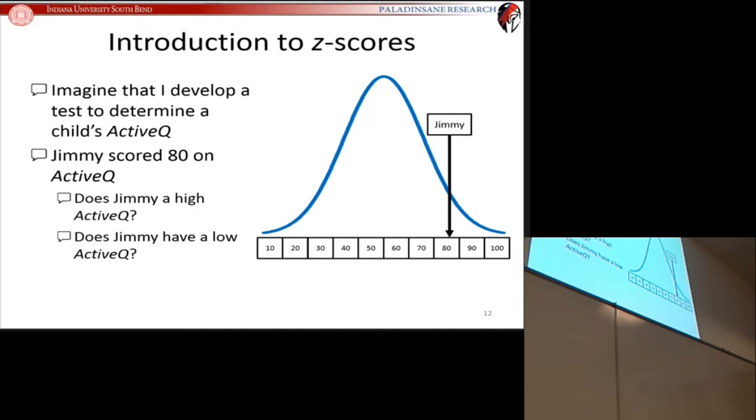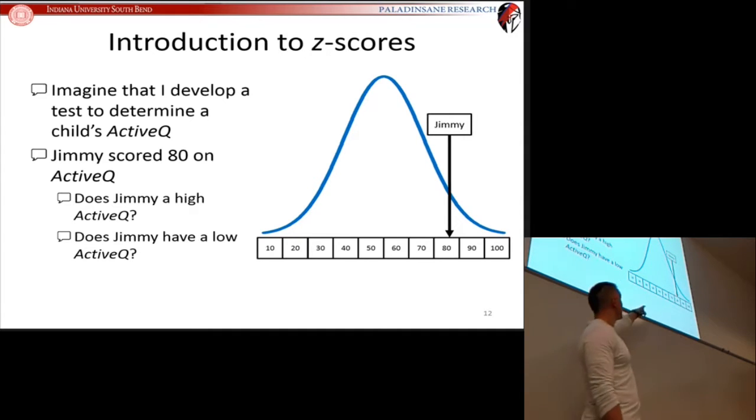And he's all the way up here at 80. He's pretty high. There's only this many people in the population that score higher than Jimmy. Everybody else scores lower. Jimmy has a high active Q. So putting it in context allows us to determine that 80 in this case is actually a high score.